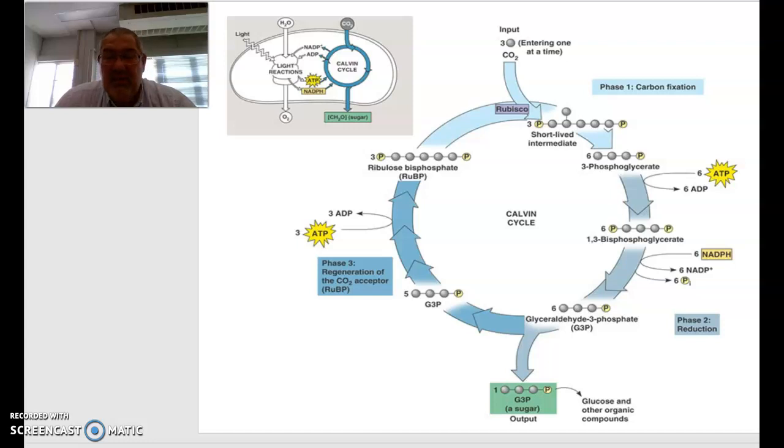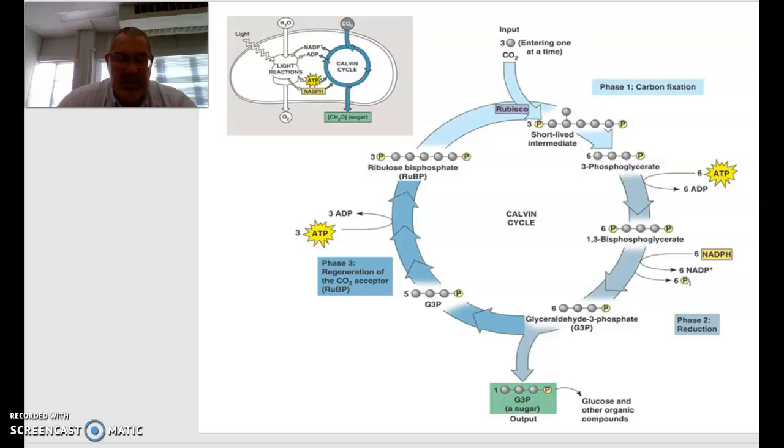It forms a very unstable molecule that splits into phosphoglycerate. When this cycle turns 6 times, a glucose molecule can be released from this cycle. So in this figure, it says input 3 carbon dioxide, output a 3 carbon sugar. So if the cycle turns 6 times, then it's possible for a 6 carbon sugar to be released from this particular cycle.